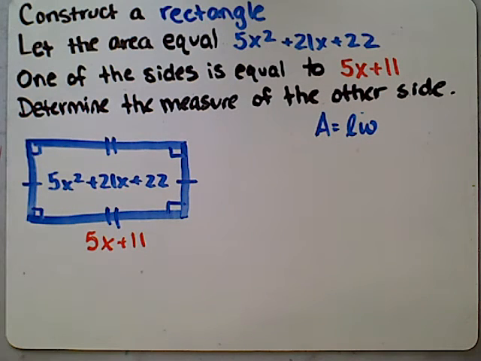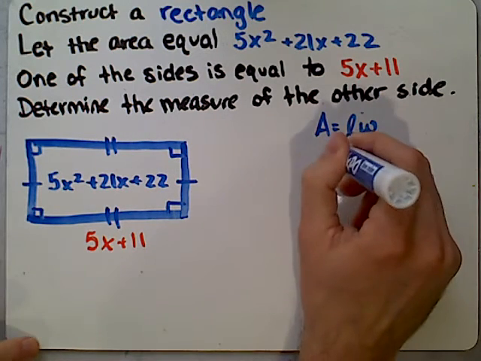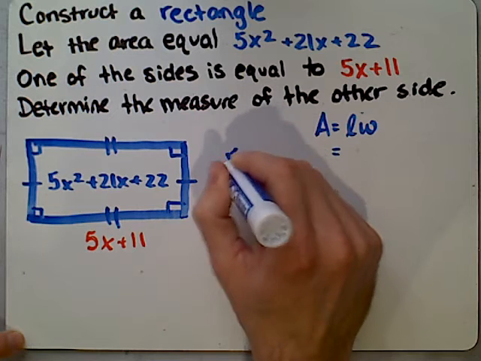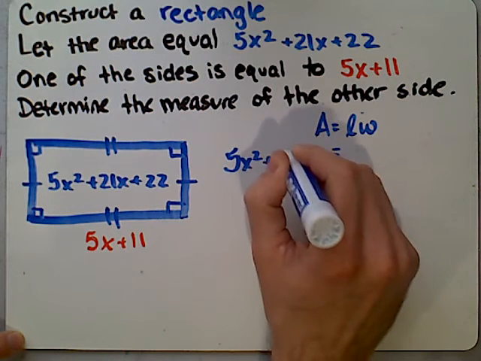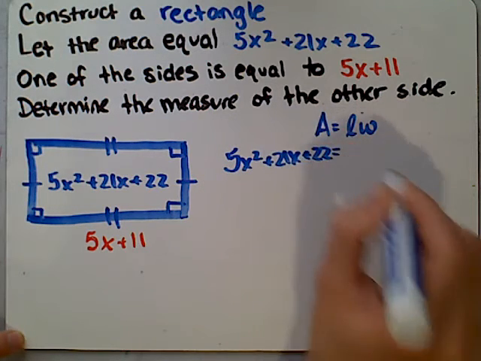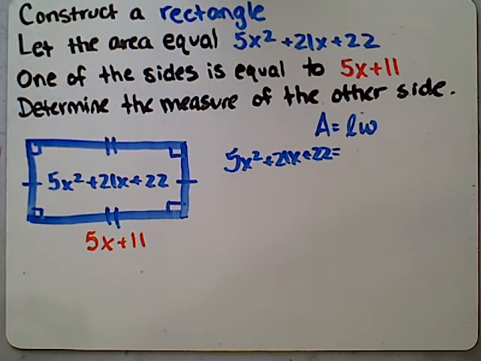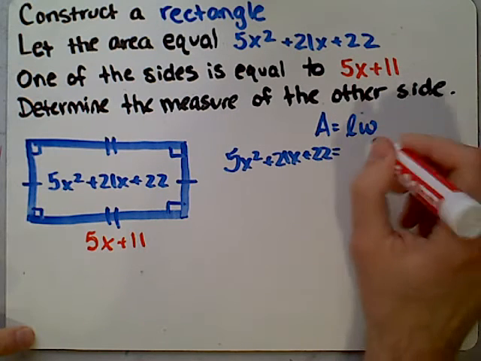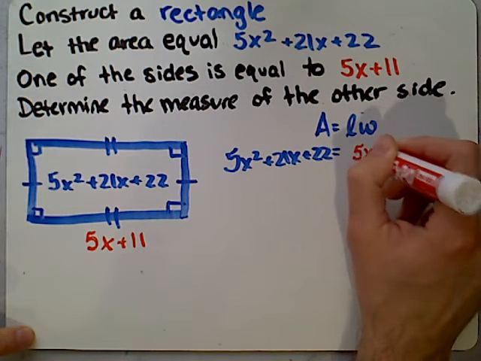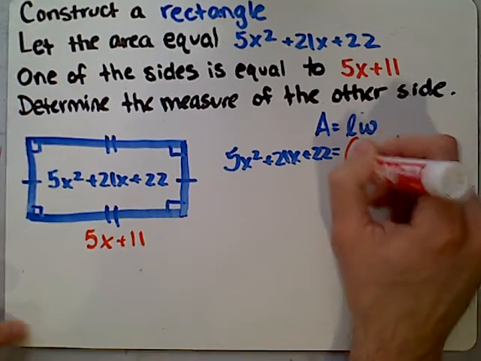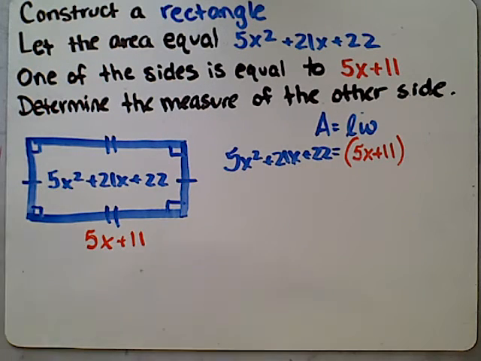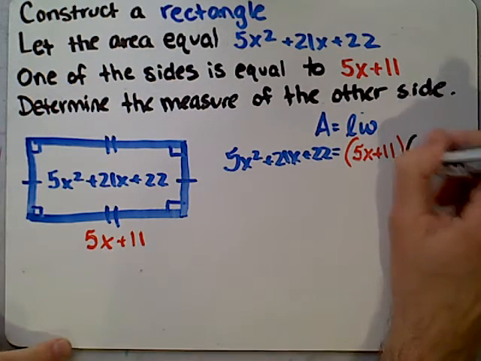So what we can do here is put our 5x plus 11 as the length or the width. It really doesn't matter a whole lot. So we can start this question by substituting our 5x squared plus 21x plus 22 in for our area, and we can just substitute the value 5x plus 11 in for the length or in for the width. It doesn't matter. I'm going to put it as the length, 5x plus 11 here. Now with the width, I'm going to leave that as an empty set of parentheses.